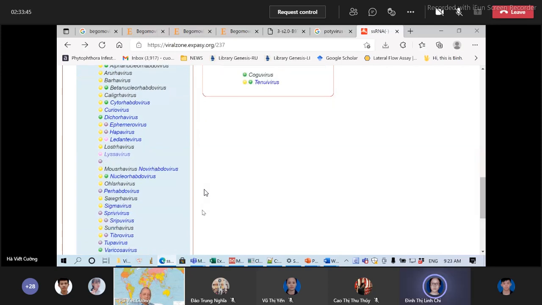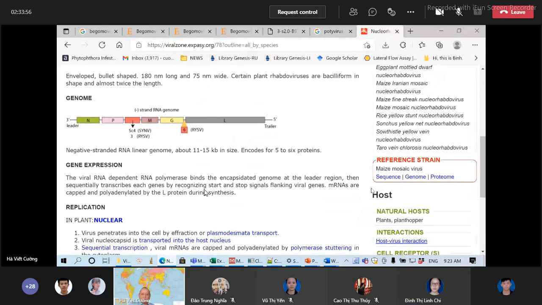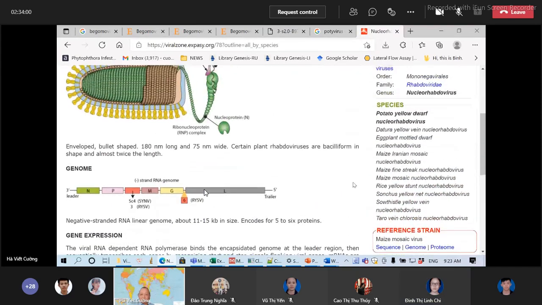Alpha nucleorhabdovirus. Yep, nucleorhabdovirus. Okay, click here. Yeah, you can see. Now the name is rice yellow stunt virus. Is that correct? Yep.